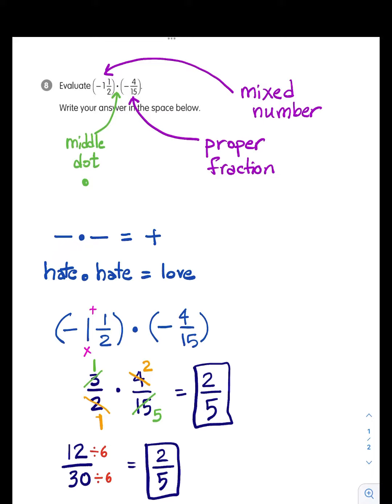I would say this is one of the easiest questions on the test. It was a simple evaluate, and you could have plugged it in the calculator, and you get the answer right away.